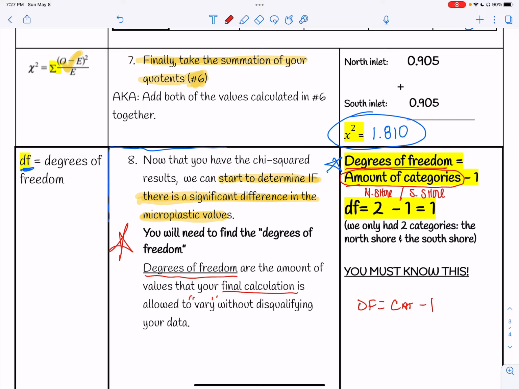Okay, and so you have to know this. So even if it was operculum movement by species, right? And they looked at 3 different species of fish, and maybe they kept it at the same temperature, 20 degrees Celsius. Then 3 is going to be your category, and you'll subtract 1. Your degrees of freedom would be 2. In this situation, we had 2 categories minus 1, so our degrees of freedom is 1.